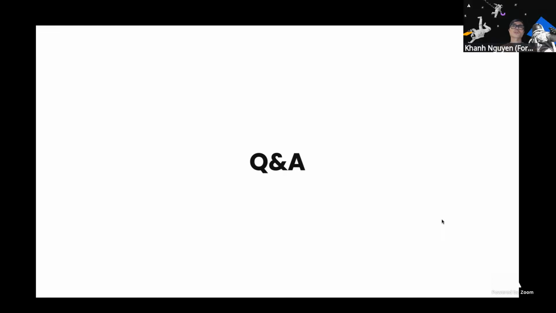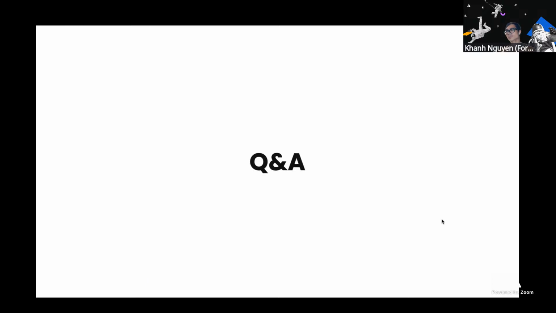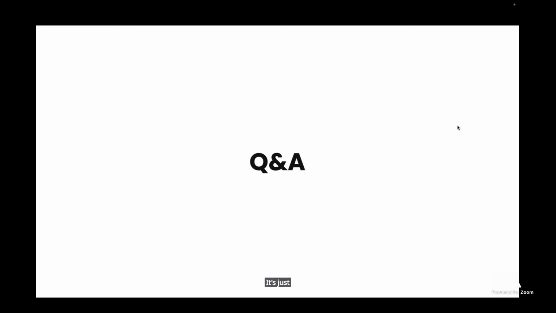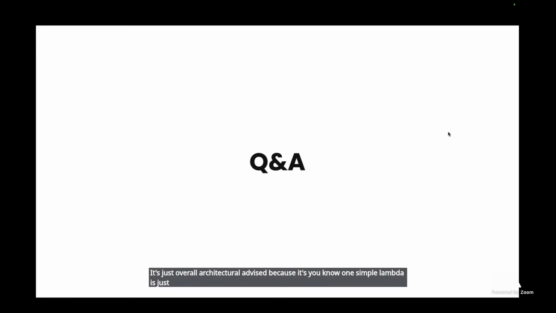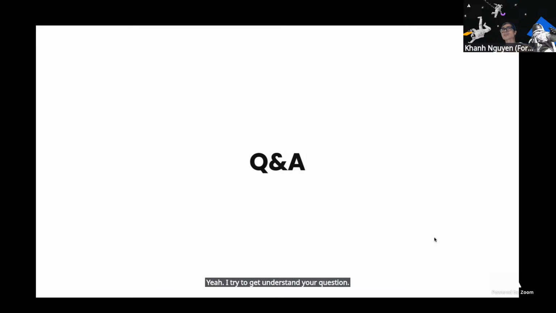So is your question, for example, that one Forge function or one lambda will call another Forge function, and then how can we test such a thing? That's your question? It's just overall architecture advice, because one simple lambda is just separation. We build applications. We don't build separate lambdas. We build an application which needs to work together. Yeah, I'm trying to understand your question.